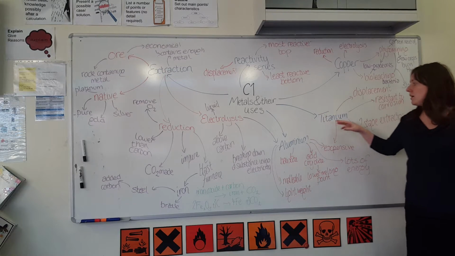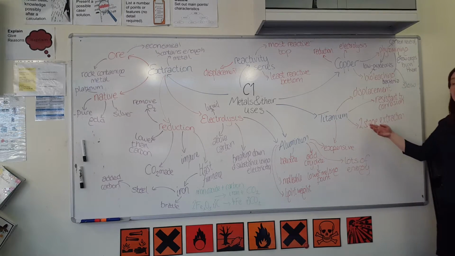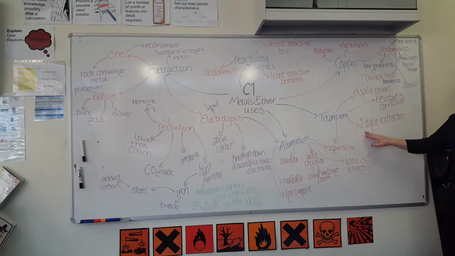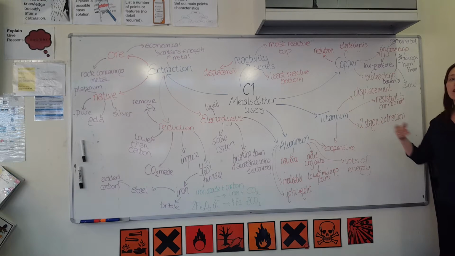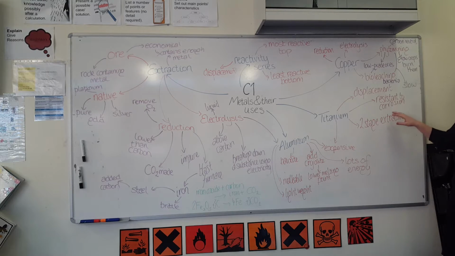The second one is titanium. Titanium again is expensive because I have to do it in a two-stage process. It's not a very reactive metal, but I use displacement to separate it from the ore, and then I've got to remove the oxygen as well, because otherwise the oxygen would make it very brittle, and nobody wants to wear brittle body armour. I make hip replacements out of titanium because it's resistant to corrosion. That means it doesn't rust.